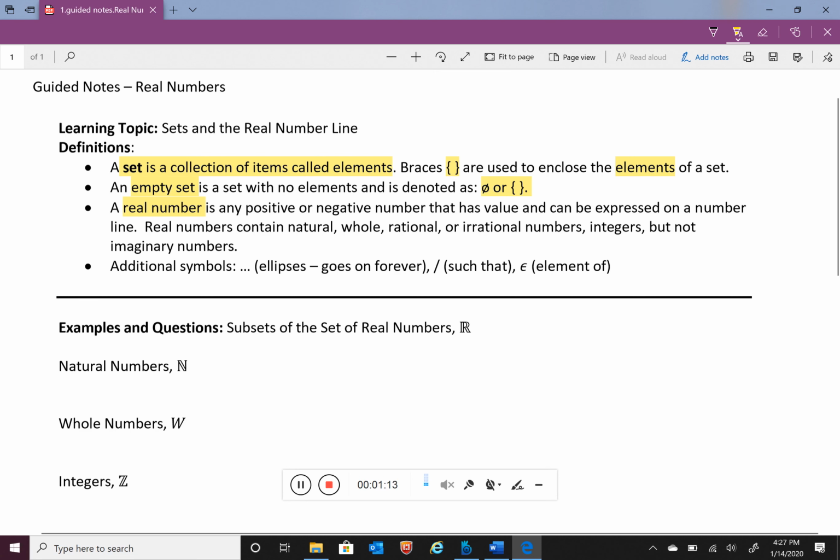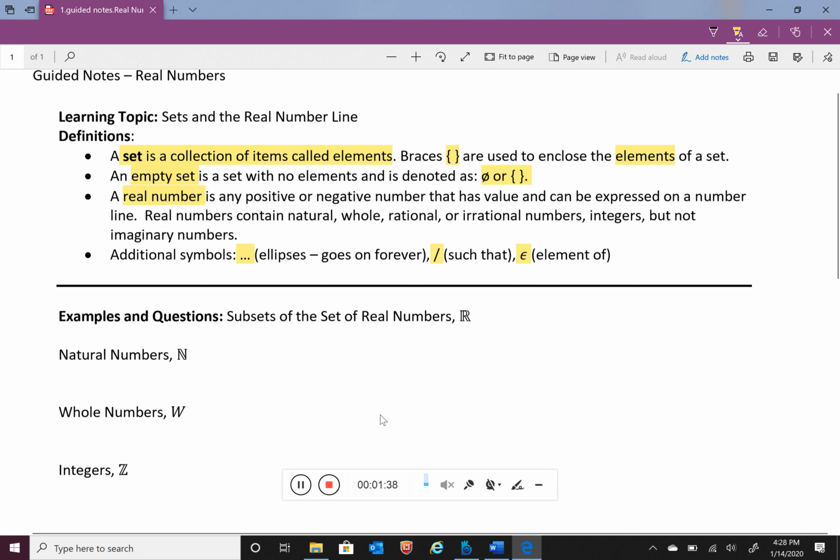Additional symbols that we're going to talk about today are the ellipsis, which means it goes on forever, this backslash, which reads as such that, and then this funny looking E, which means it's an element of. So if we have a number, we could say it's an element of the set, such as. And we'll talk about that more.